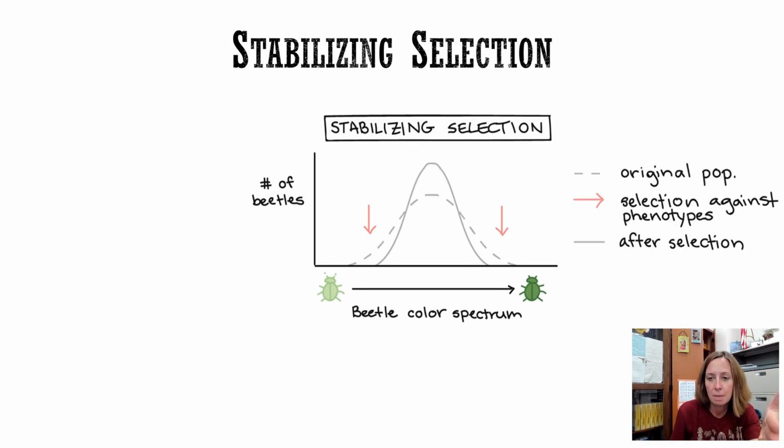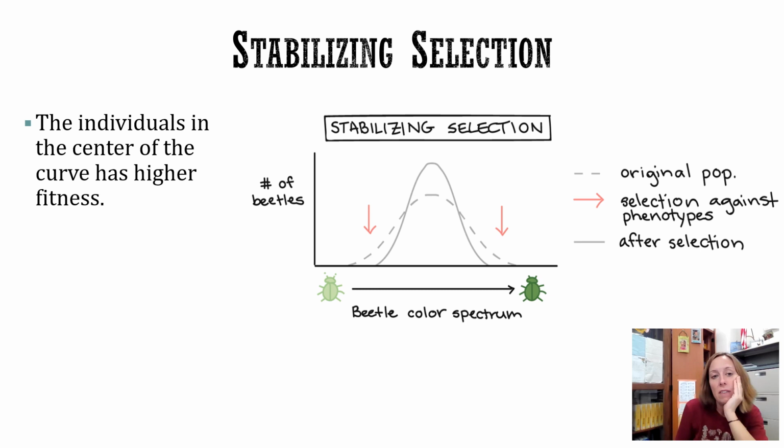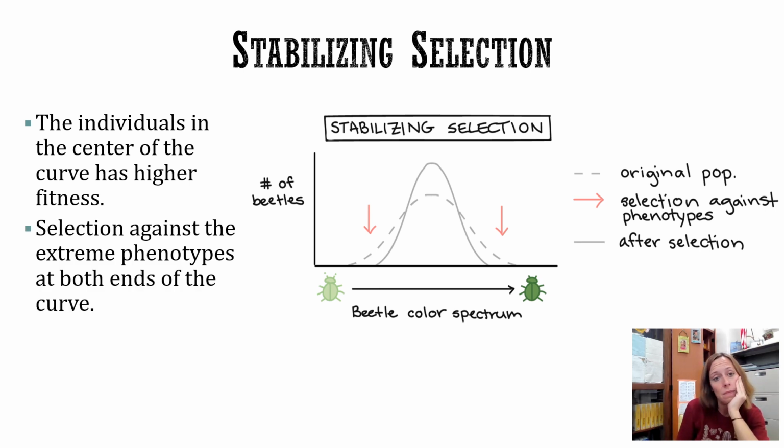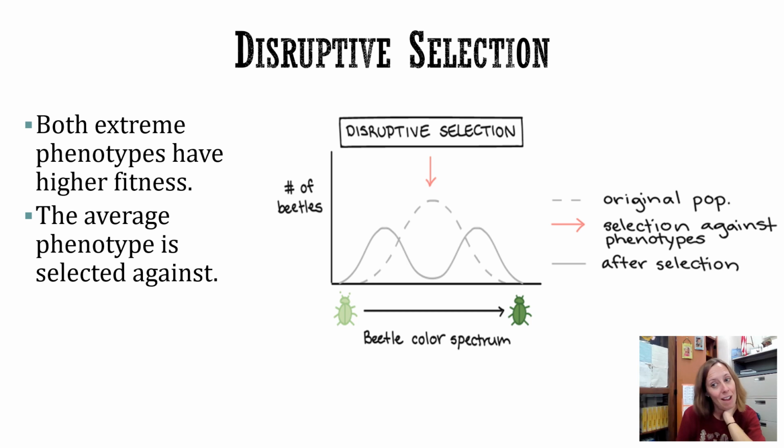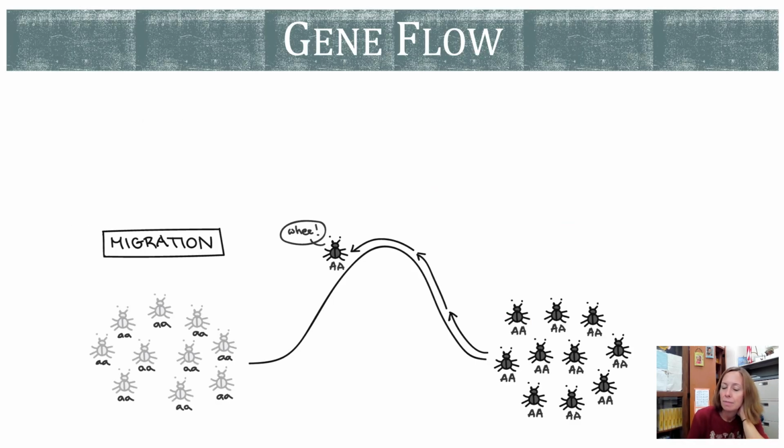Second one, stabilizing selection. The middle is selected for, the sides are selected against. I would draw this graph if you didn't draw those other ones. The individuals in the center have the highest fitness, selected against either ends, so both the ends go down. And then our last one, disruptive, is when we select against the middle. So both of the ends go up and the middle goes down. Draw that graph, last one. So the average phenotype is selected against and the others are better.